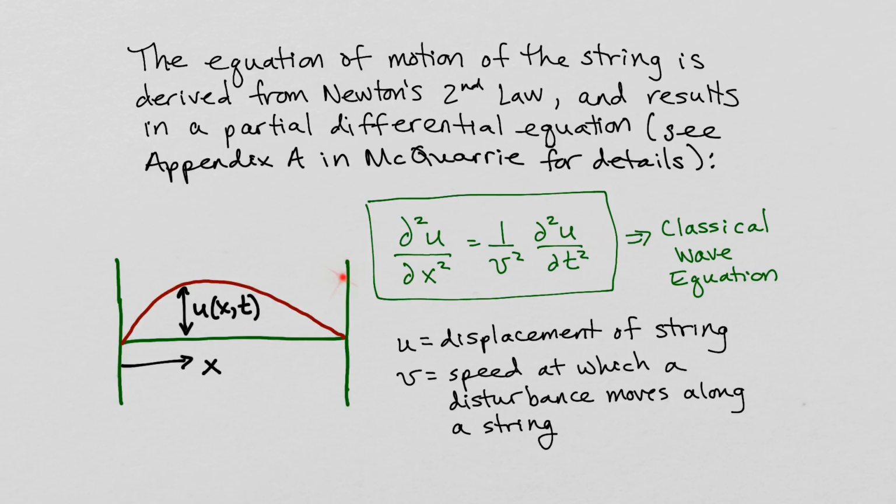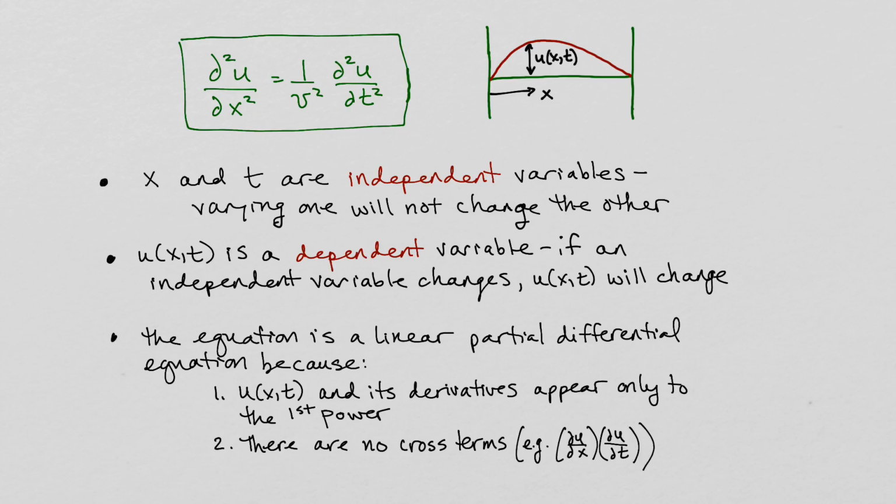So this lovely boxed equation right here is our classical wave equation. u represents the displacement of the string, so this is where we're plucking our string, creating a disturbance. And then v is essentially a velocity, the speed at which that disturbance is going to move along our string. Okay, so here we have our partial differential equation, our classical wave equation.